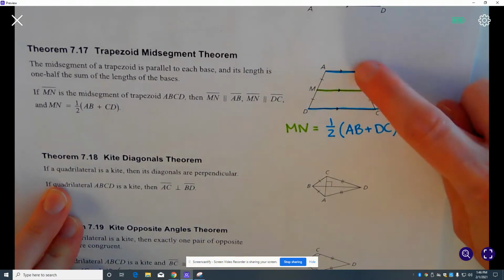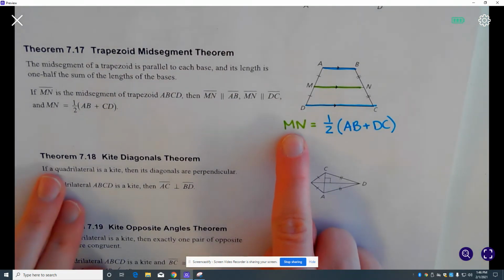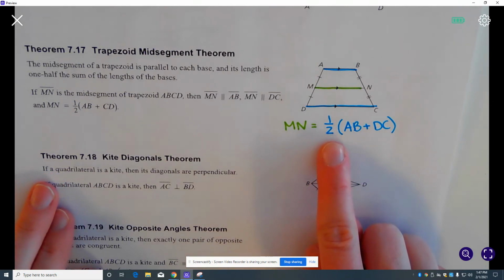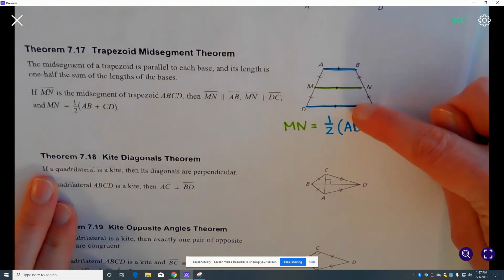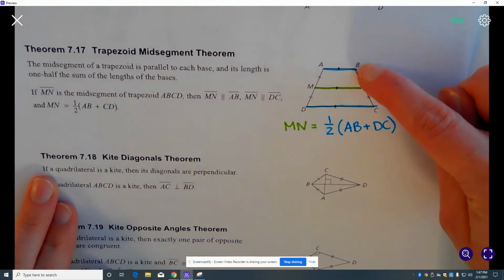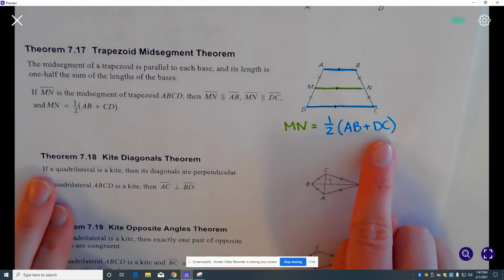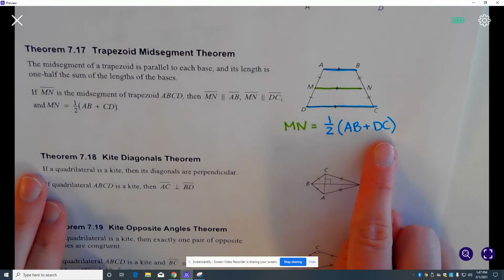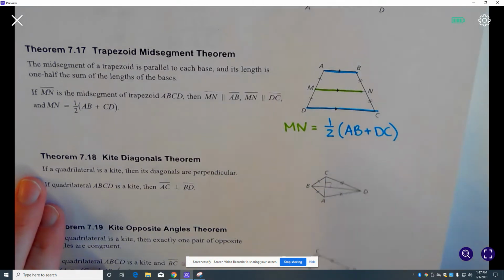So what this means is the mid-segment, so in this case, the length of MN, will be equal to 1/2 the sum of the two bases. So our two bases in this picture are side AB and side DC. If we were to take the length of AB and add it to the length of DC, and then take half of that or multiply it by 1/2, we get the length of the mid-segment. So this is the formula we're going to be using when we work with mid-segments of trapezoids.